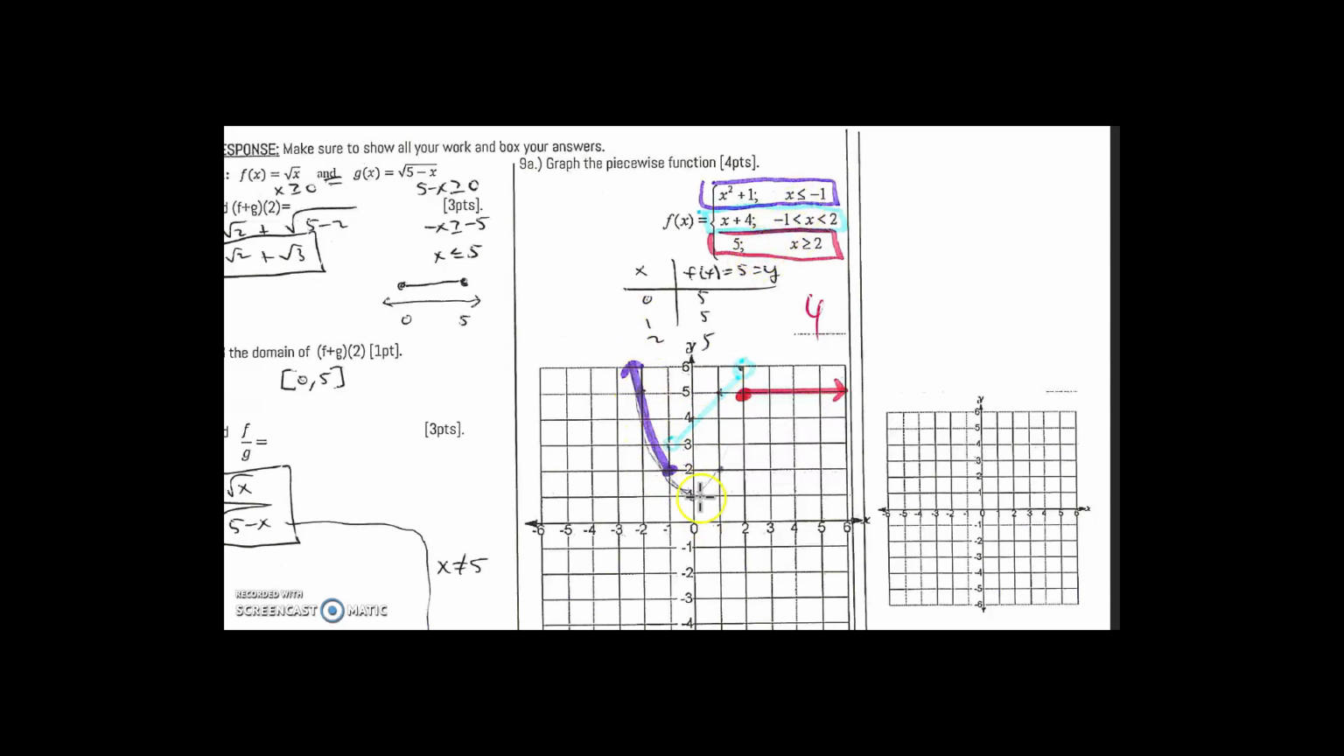Now you may have lost a point for not drawing correct points on your quadratic function. And remember, I believe I let you use your calculator, so there should have been no excuse because you can use your table function to graph that.